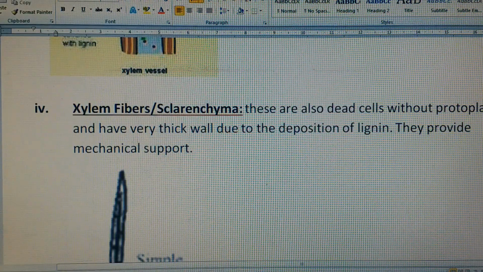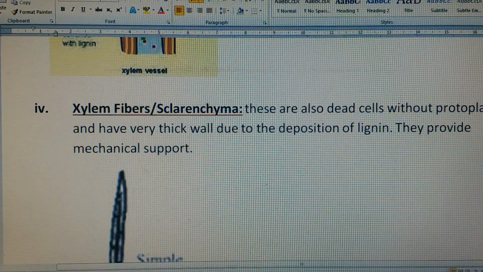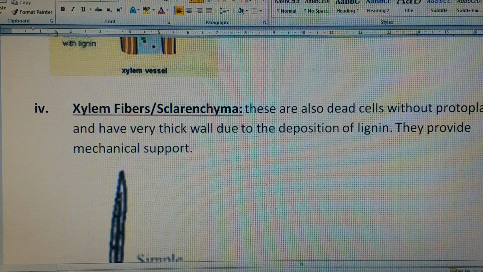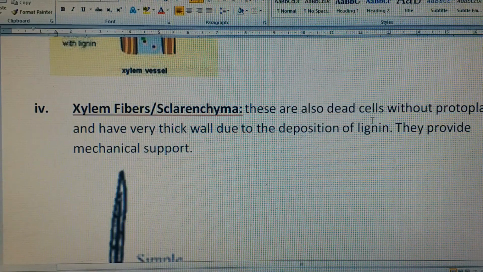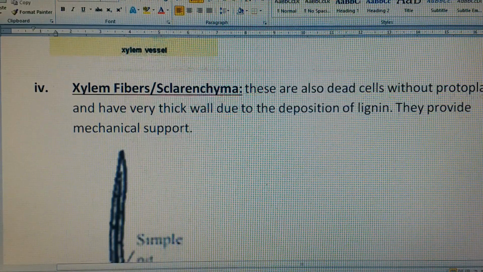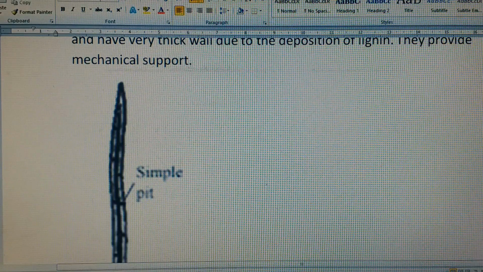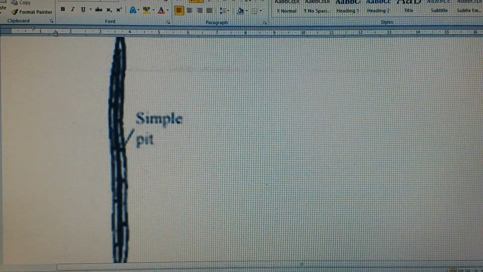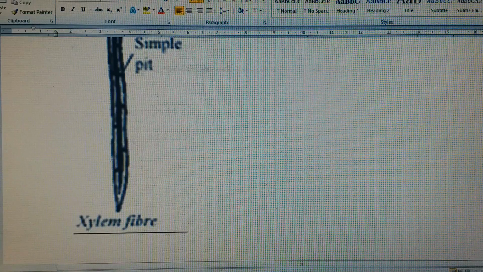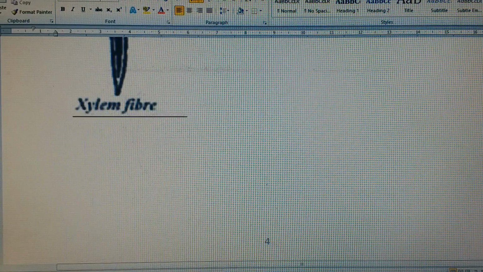Xylem parenchyma and xylem fibers. Xylem fibers are dead cells, as I already told you, and they are sclerenchyma cells. Basically, the xylem tissue is made up of two types of cells, parenchyma cells and sclerenchyma. Sclerenchyma are dead cells, and because of the deposition of lignin they have a very thick cell wall. As they are dead, no cell organelles are present, so they provide mechanical support to the plant body. This is the structure of the xylem fiber, or sclerenchyma.